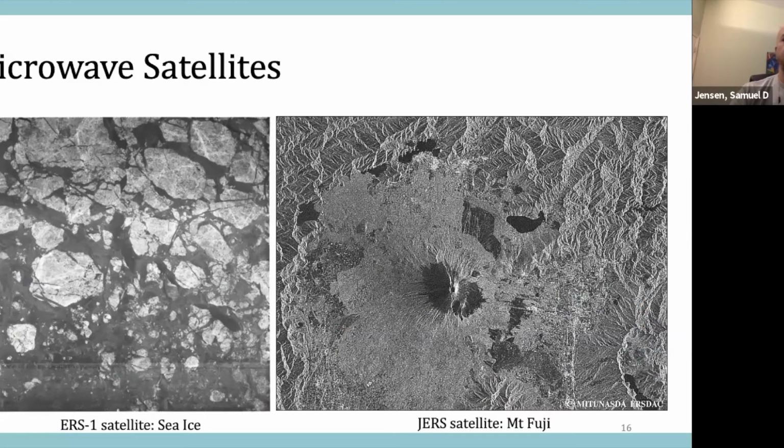Here I believe this is, let me move my image up, a microwave satellite image. We can watch the sea ice formation. We can look at different parts of the Earth. This is Mount Fuji, a picture of Mount Fuji in microwave. We don't see in the microwave spectrum, but we can interpret microwave data into an image.